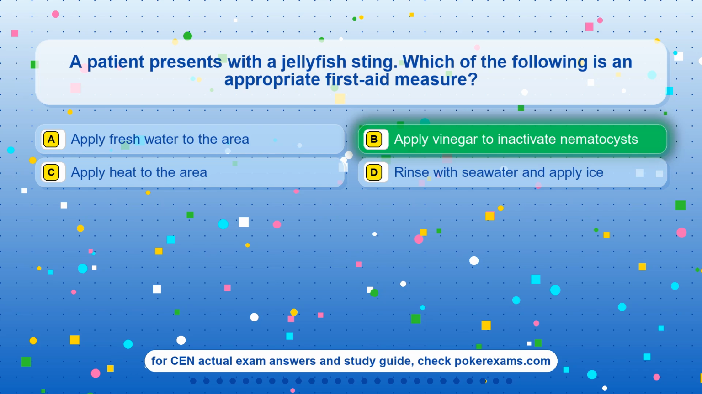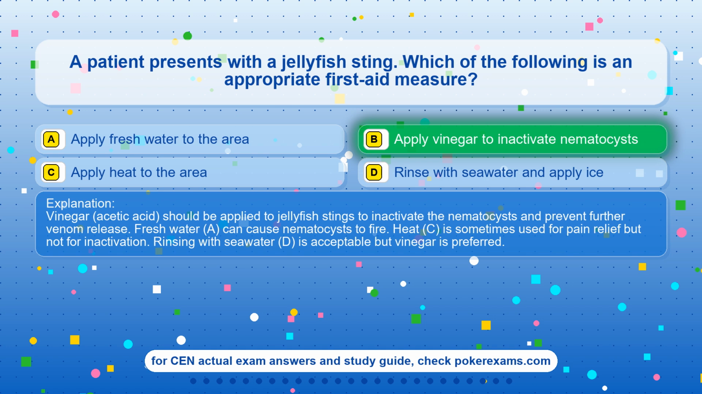The correct answer is option B, apply vinegar to inactivate nematocysts. Vinegar, acetic acid, should be applied to jellyfish stings to inactivate the nematocysts and prevent further venom release. Fresh water, A, can cause nematocysts to fire. Heat, C, is sometimes used for pain relief but not for inactivation. Rinsing with seawater, D, is acceptable but vinegar is preferred.